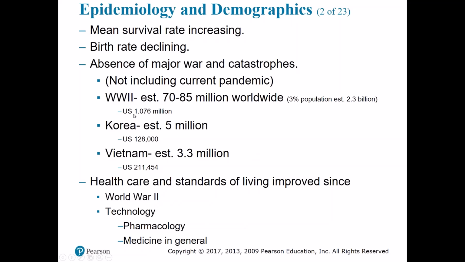In that time frame, we see that the U.S. lost about 1 million people, and that 70 to 85 million worldwide casualties is civilian and military deaths, which was approximately 3% of the population, which was estimated at that time to be 2.3 billion. So after World War II, all those individuals came back and they started the American dream, which means they started having babies, and that's this population that we're seeing now.